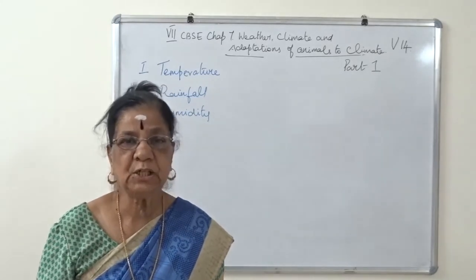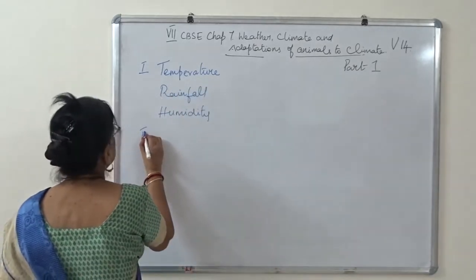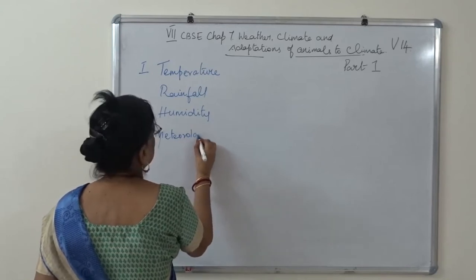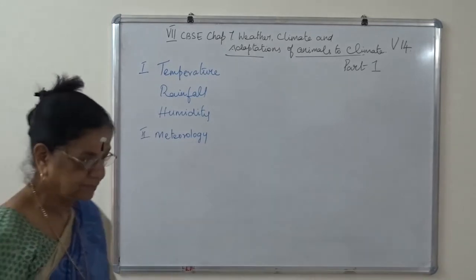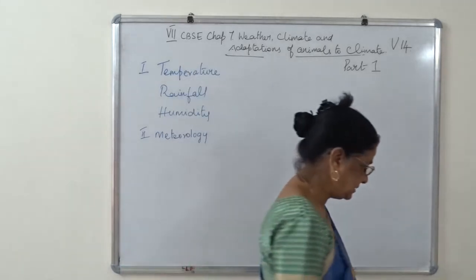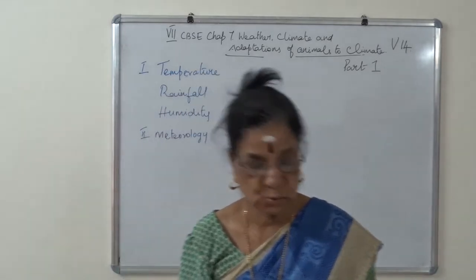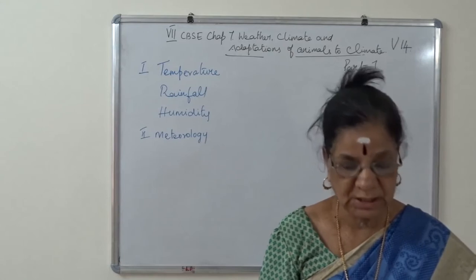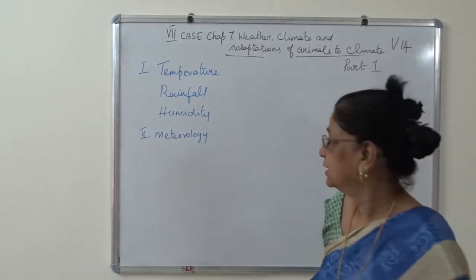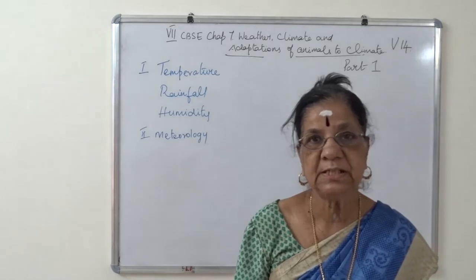Then, what is meteorology? We come across a term meteorology. It is the scientific study of the atmosphere and its components. Meteorology is the scientific study of atmosphere and its components. And the scientists who study and predict the weather, forecast the weather, are called meteorologists. Meteorologist. Okay, it's called meteorologist. I hope you understand. Clear? Right.